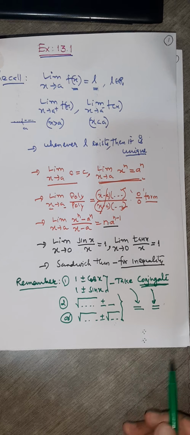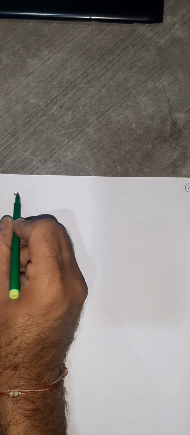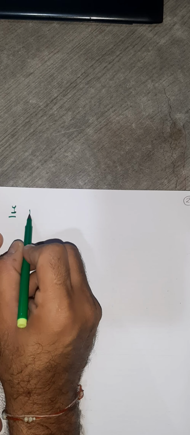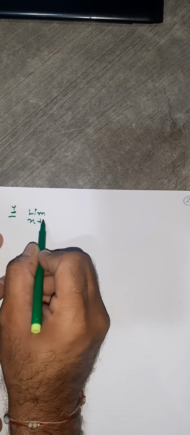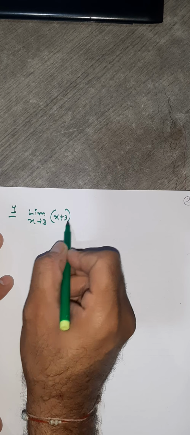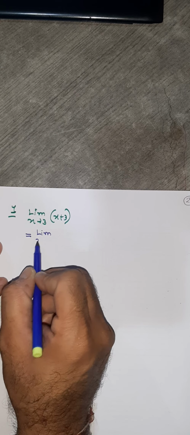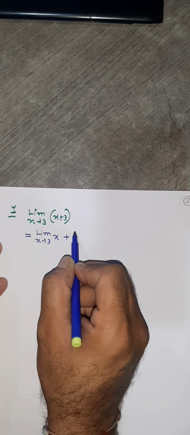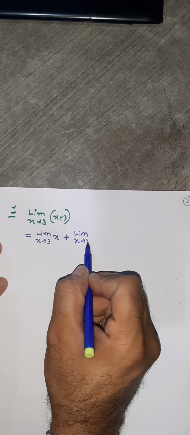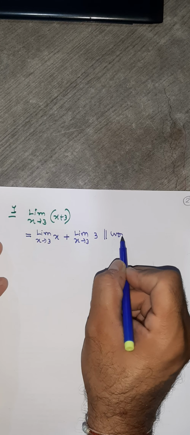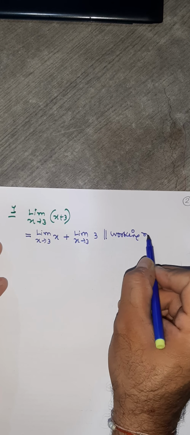So now if you read the question here: evaluate the following limits in exercises 1 to 22. So question number 1, first question: limit x tends to 3, the function is x plus 3. This is a very simple linear function, our first example. So you can use working rules. You can apply the limit inside the bracket: limit x tends to 3 of x plus limit x tends to 3 of 3. What I've used is just taken the limit inside, working rules.